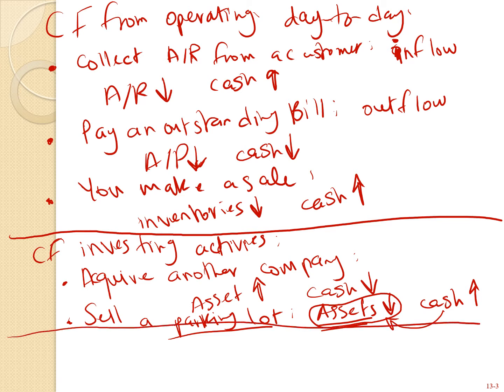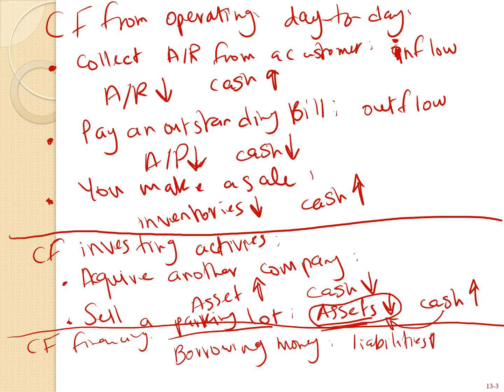Finally, we have cash flow from financing activities. This has to do with borrowing money from the bank or issuing bonds, for example; your liabilities will go up and your cash will go up as well. Another example might be issuing new stocks, or new shares, which is also part of the financing activities. What happens in this case is that your owner's equity goes up and your cash goes up as well.